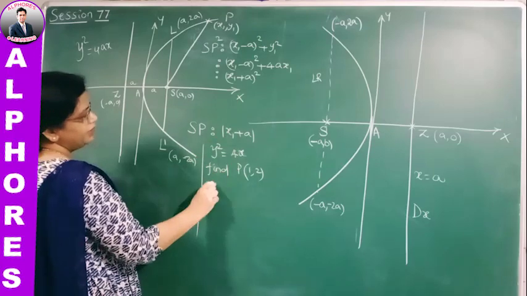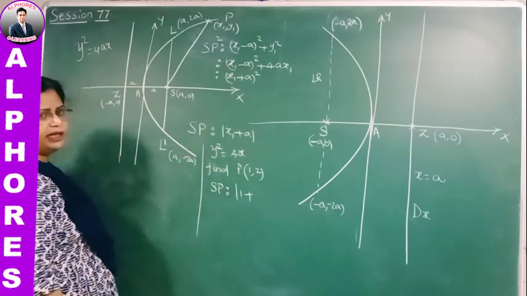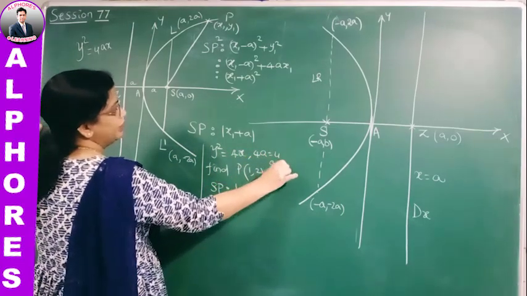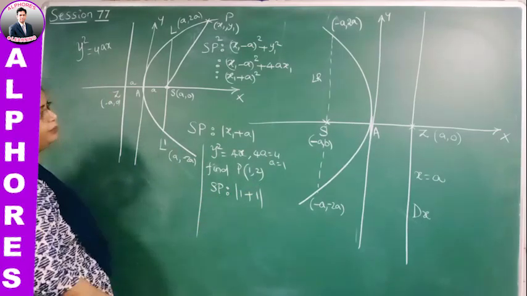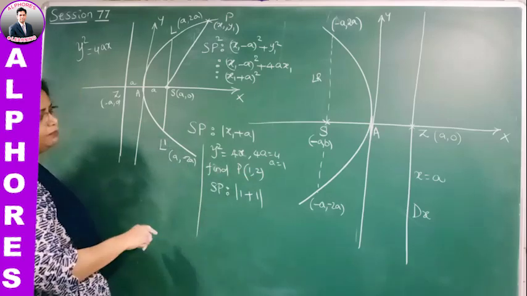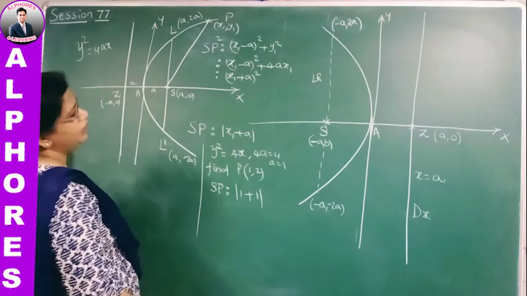Therefore this formula is nothing but mod of 1 plus... What is our a value here? 4a equal to 4 implies a equal to 1. So this is 1. So how much you got here? SP value 2. Instead of finding the distance formula from focus and P, directly you can make use of the result in this way. Got it, all of you?